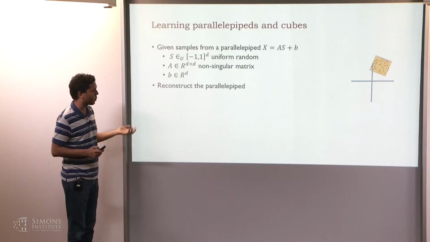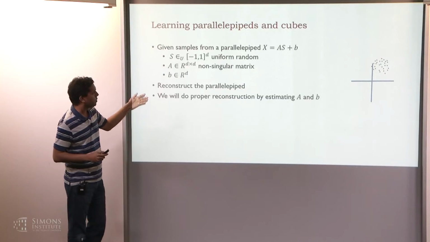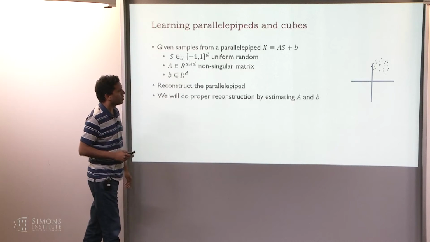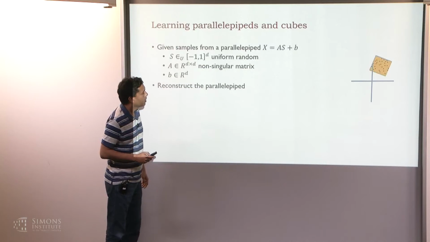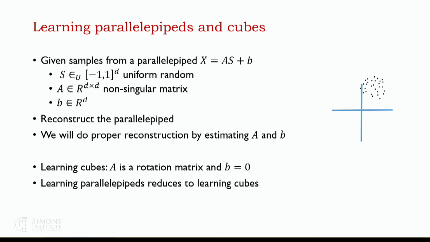In this case, we'll do proper reconstruction by estimating A and B. In this picture, I'm just saying that there is some parallelepiped somewhere, and we get random samples. But we only get to see the samples, and we want to find where they came from. This problem reduces to learning cubes. The hard part is learning cubes, so we can assume that A is a rotation matrix and B is 0. I'll focus on this problem from here on.